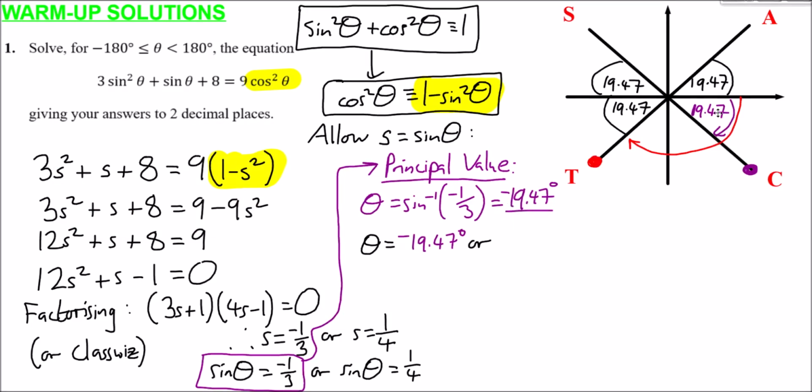However, because we've gone round to T in the negative direction, we need to remember the actual size of the angle might be 160.53, but because of direction we write down minus 160.53 because we've gone in the clockwise direction.